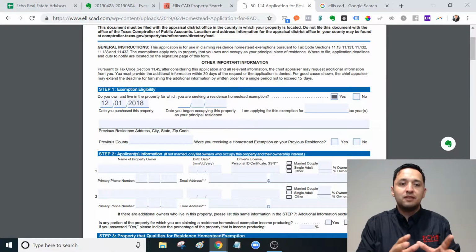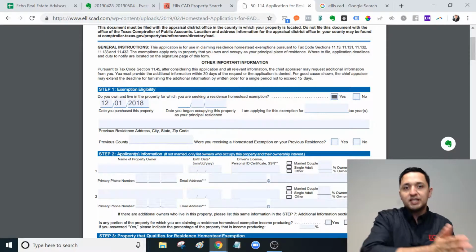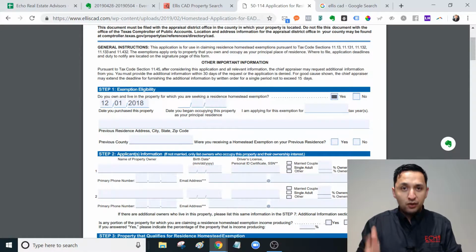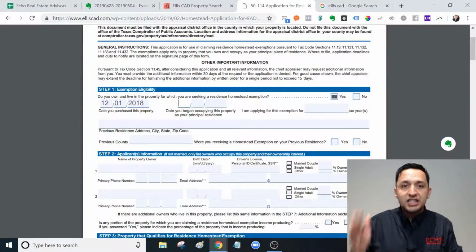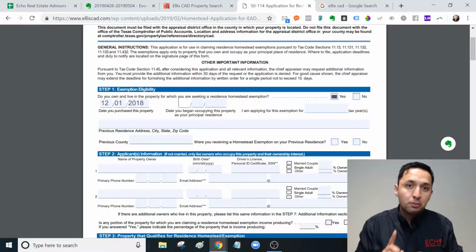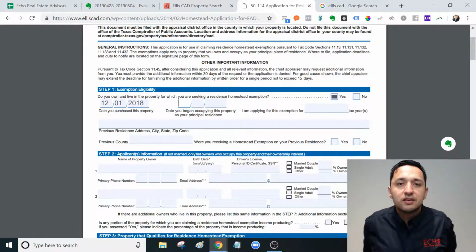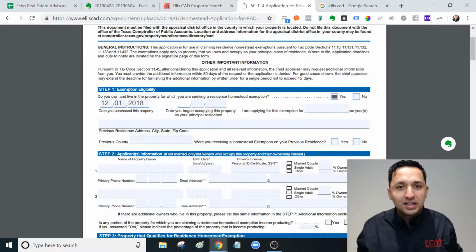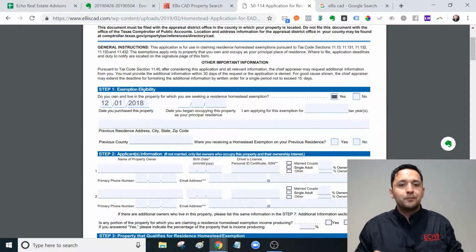The reason they're asking for this, they're wanting to know when you purchased it and when you actually occupied the property. The reason this becomes important is because for you to be eligible for the homestead exemption, you will have to have lived in the home, occupied the home, January 1st of the year that you're applying for. So January 1st is a very important date, and you're going to see a common theme through all the questions referencing that January 1st date.